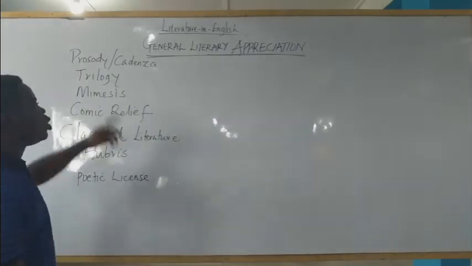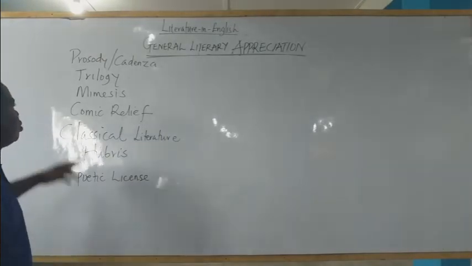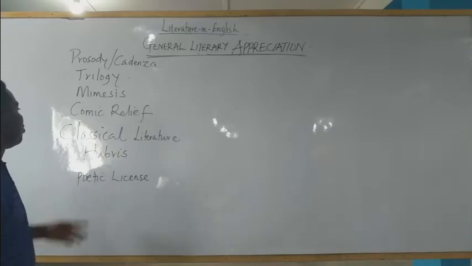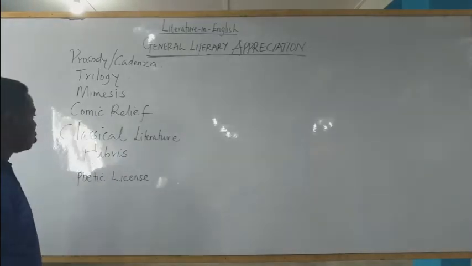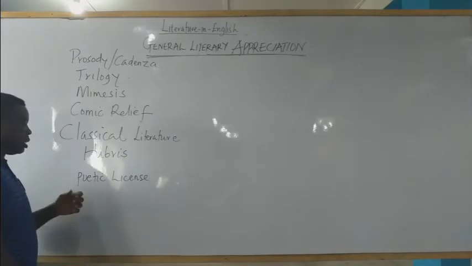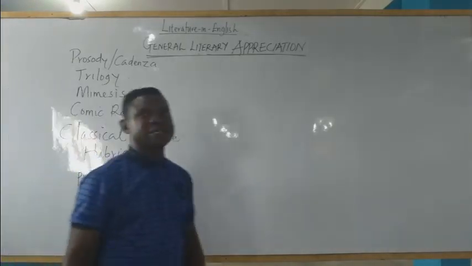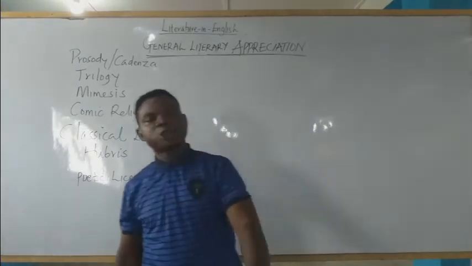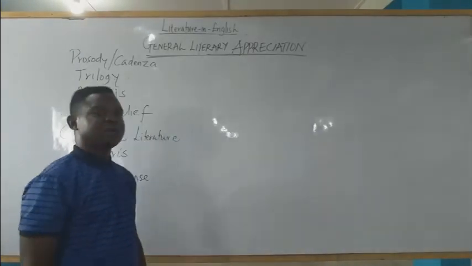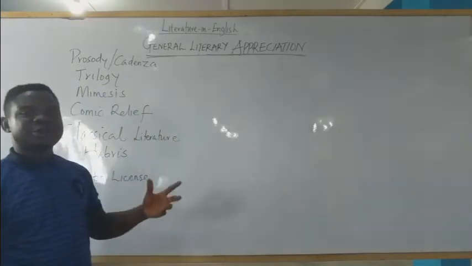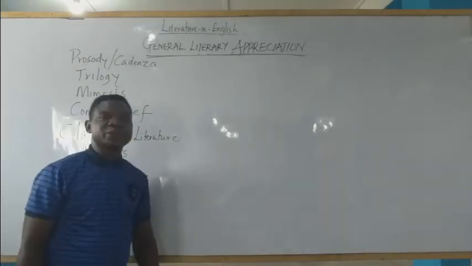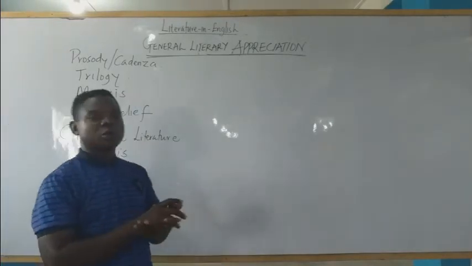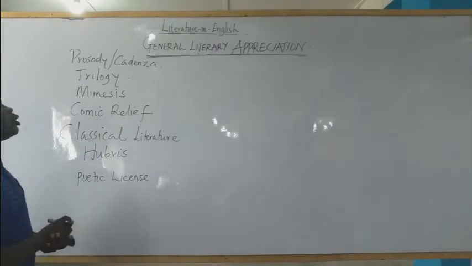That's one. Two, we have trilogy. Three, we have mimesis. Four, we have comic relief. Five, we have classical literature. Six, we have hubris. And seven, we have poetic license. These are specifically general literary appreciation terms, devices or elements that are peculiar to literary writings. Now the first of them is prosody.